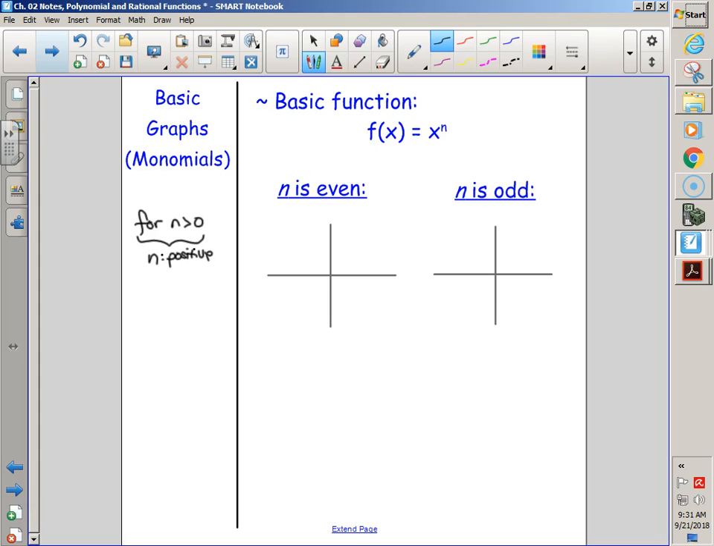Okay, so if n is greater than 0, n is positive, and an even number, it's going to look something like a parabola. Now, I want you guys to grab out your graphing calculators, and I want you to graph x squared, x to the 4th, x to the 6th, and I want you guys to see how they do change. Why do I say that basically looks like a parabola? X squared, x to the 4th, x to the 6th. If you want to go crazy, x to the 8th, x to the 22nd. Check it out.